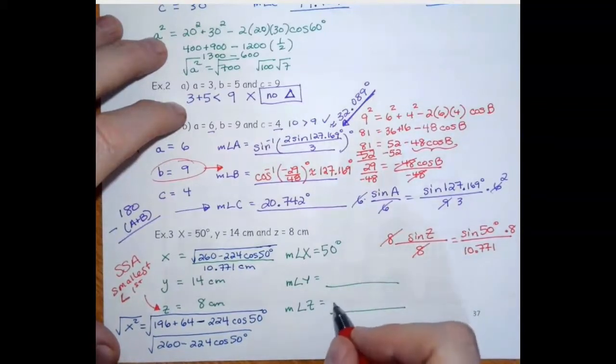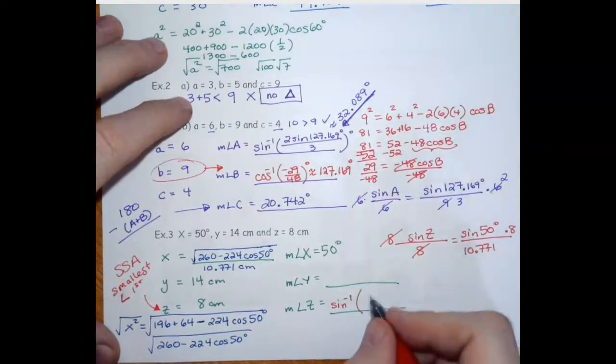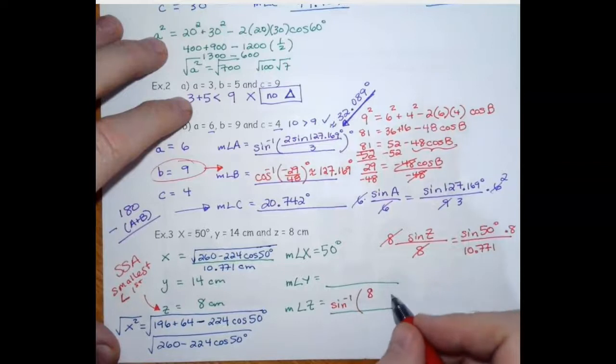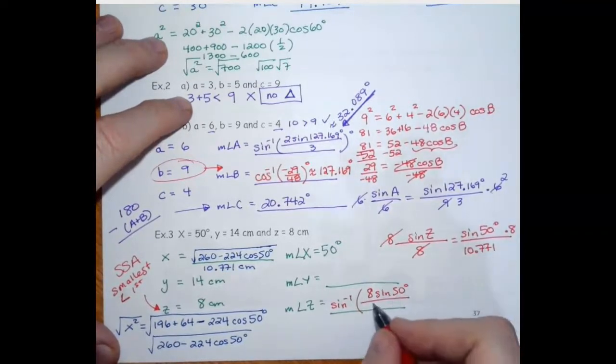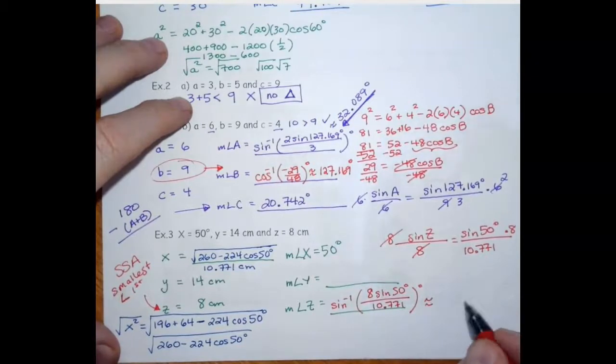So that was angle z down here. So we have the inverse sine of 8 times the sine of 50 degrees over 10.771, which, if we type that in the calculator, should be 34.678 degrees.